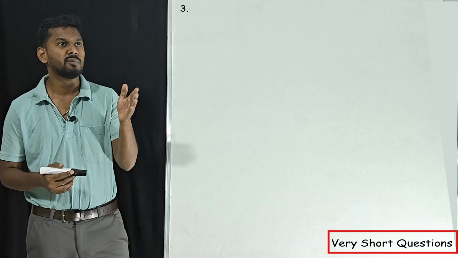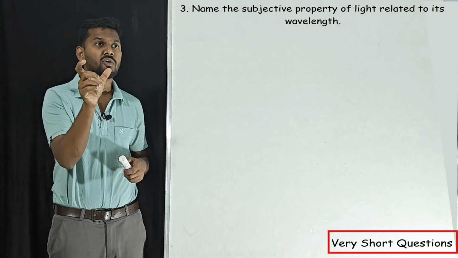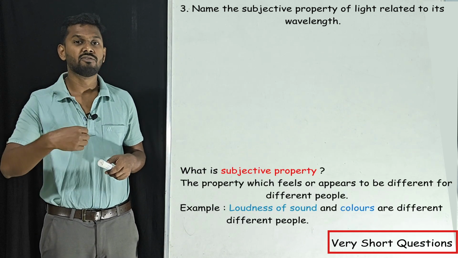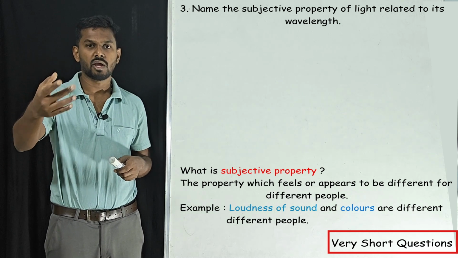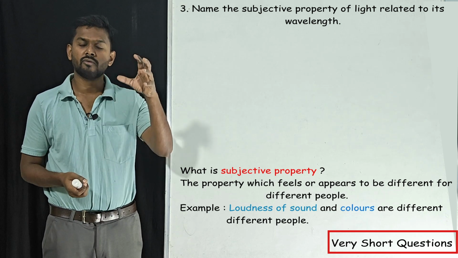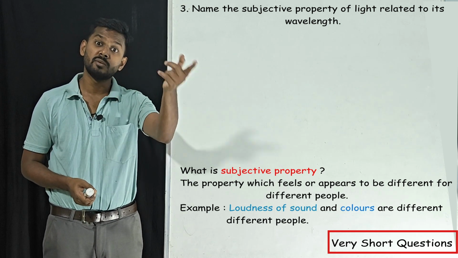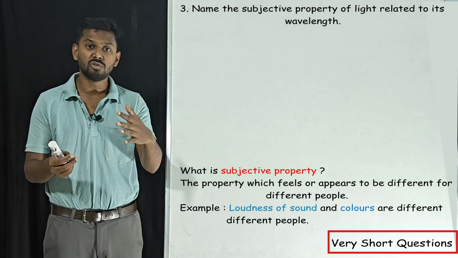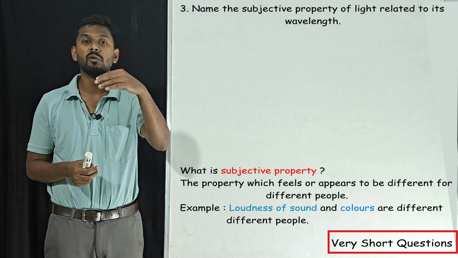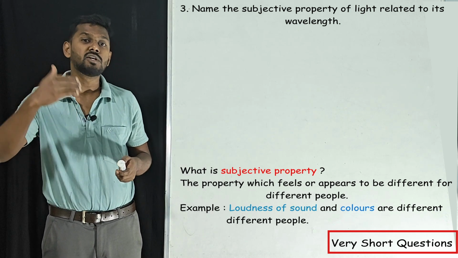Our next question: name the subjective property of light related to its wavelength. First we need to understand what a subjective property is. A subjective property means it differs from person to person. I'll give you one example: color. A few people are color blind, so for me it is one color, for them it is a different color. Even people who are not color blind may see it differently; for me it may be black, for you it may be a different color. So it is the property which differs from person to person.